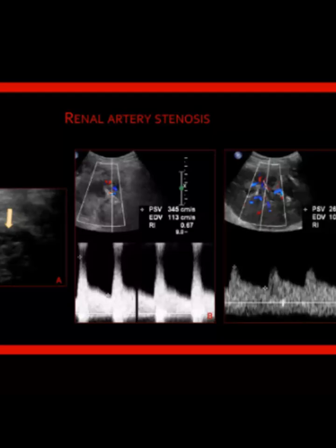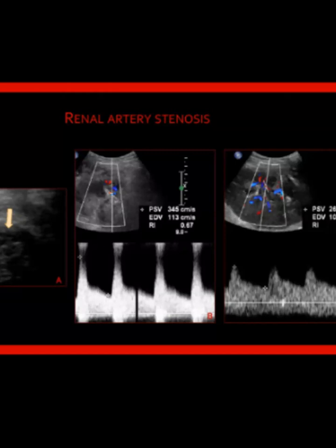We measure stenosis by the resistive index. So what is the formula of resistive index, brother? Systolic velocity minus diastolic velocity, divided by systolic velocity. Okay. So what happens to the resistive index in renal artery stenosis? Is it increased or decreased? More than 0.7 indicates renal artery stenosis. No, I don't agree.